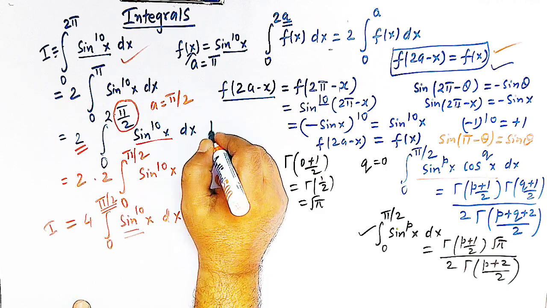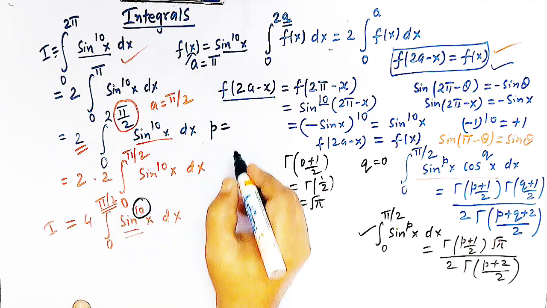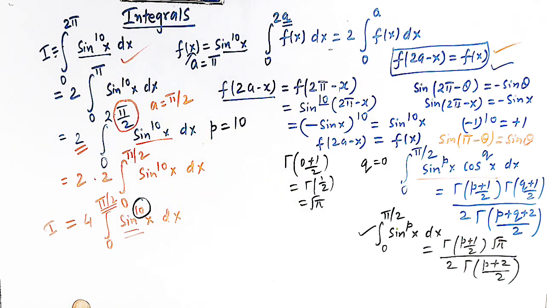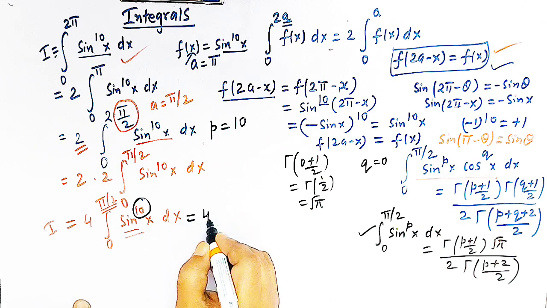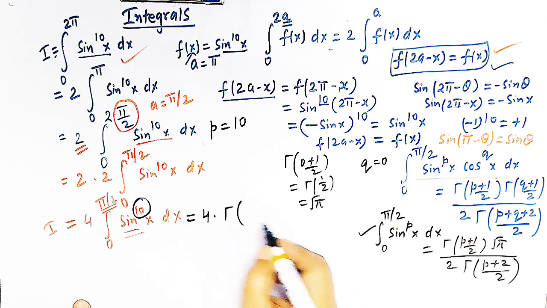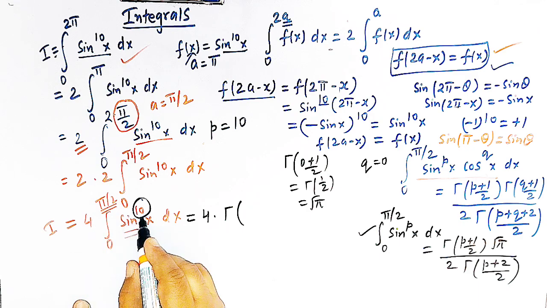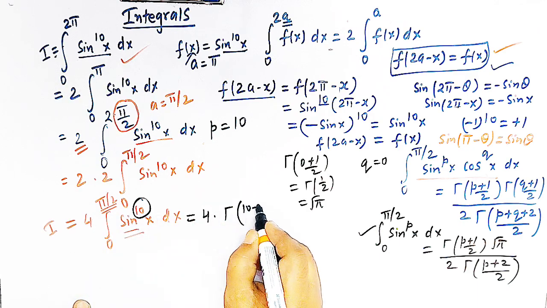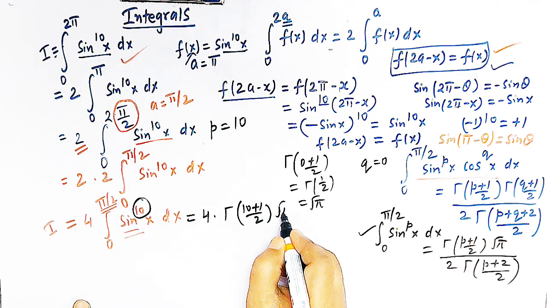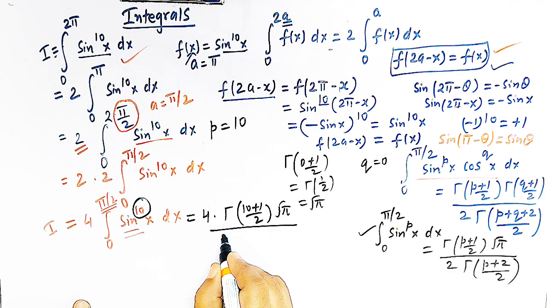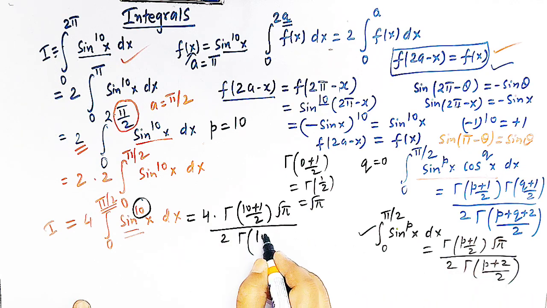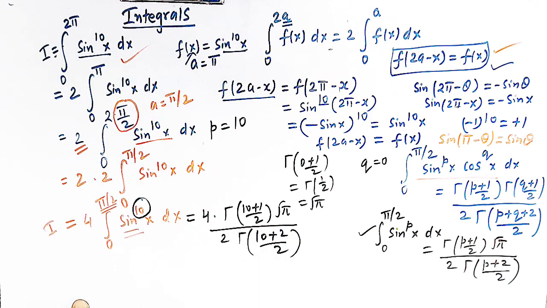Now if we compare this integral with this one, then the value of p is equal to 10, right? We can also apply the Wallis formula directly here, but we will prefer this one. So we have 4 times the gamma function (p plus 1) by 2, so (10 plus 1) over 2, times root pi, and then 2 times gamma of (10 plus 2) over 2.